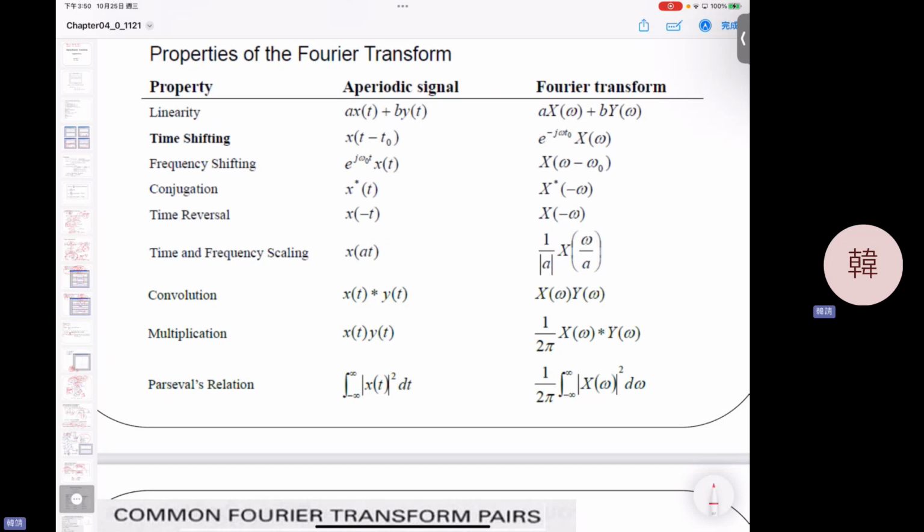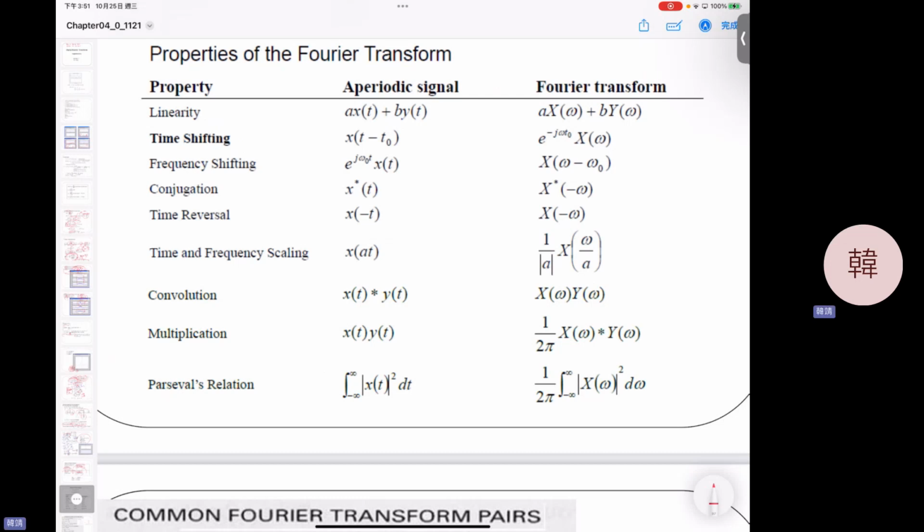And they also have time shifting. In the time domain, you shift by some seconds or some location. In the frequency domain, you are going to multiply by an exponential component, depending on how many seconds you shift. So it is a complex number there, like a scalar. And frequency shift: if you shift your image in the frequency domain, your frequency spectrum, then in the time domain you are going to multiply by this one.